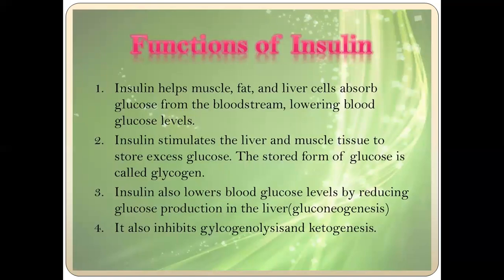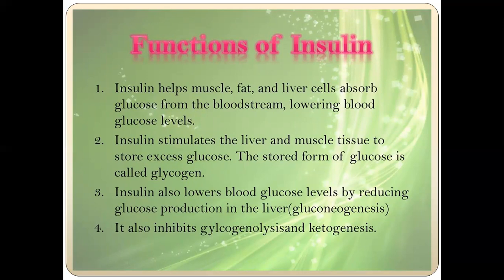I told you what is the function of the glucagon. Glucagon increases the blood glucose concentration in our blood. Now, what is the function of the insulin? Insulin's function is opposite to the glucagon. It absorbs glucose from the bloodstream and lowers blood glucose levels.